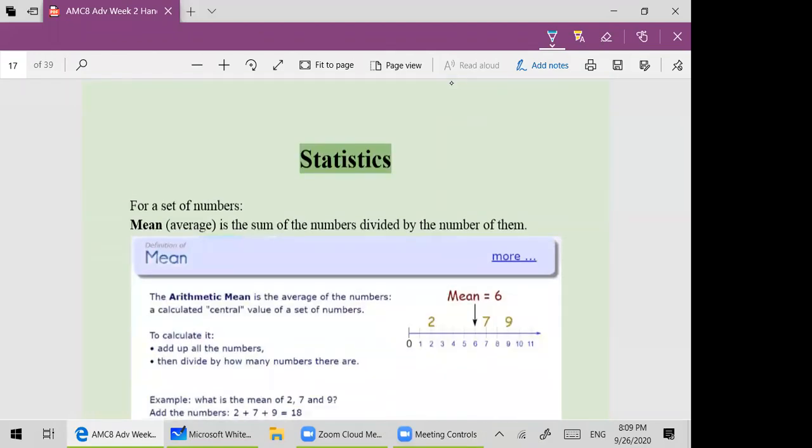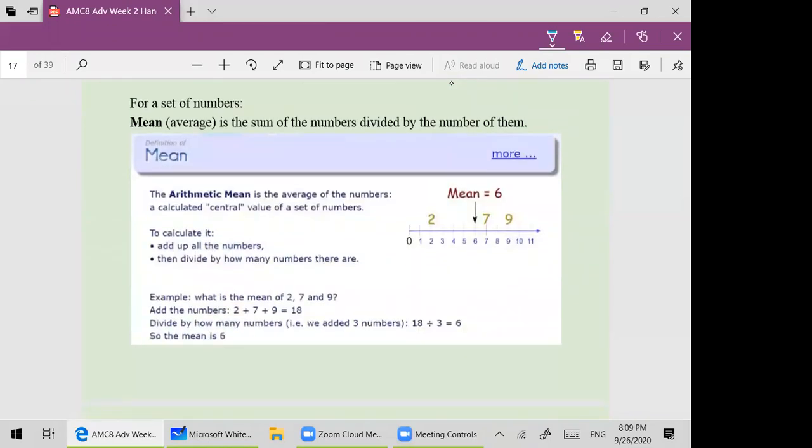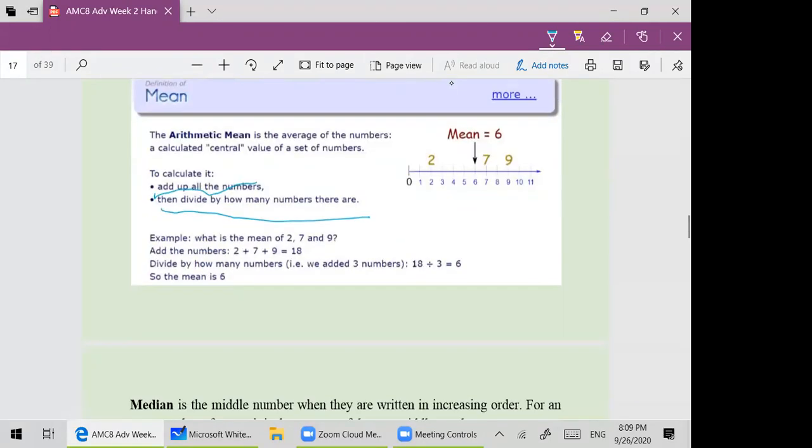So now we're going to move on to statistics. So the mean, or the average, is the sum of the numbers divided by the number of numbers that there are. To calculate it, you just add up all the numbers, then divide by the total number of numbers. So for example, the mean of 2, 7, and 9 is 2 plus 7 plus 9 over the number of numbers, which is 3, and equals 6. So the mean is 6.